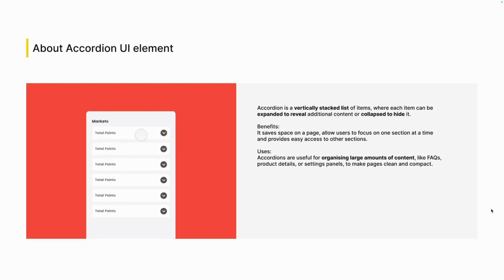So accordion is a vertically stacked list of items where each item can be expanded to reveal additional content or collapsed to hide it. The benefits: it saves space on a page, allows users to focus on one section at a time, and provides easy access to other sections. Now usage: accordions are useful for organizing large amounts of content like FAQs, product details, or setting panels to make pages look clean and compact.